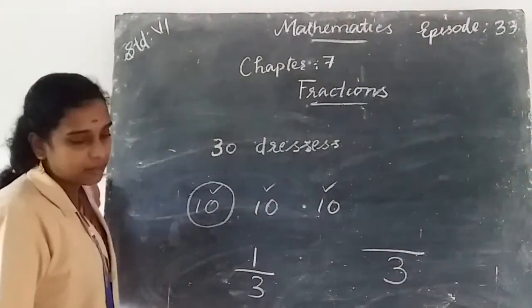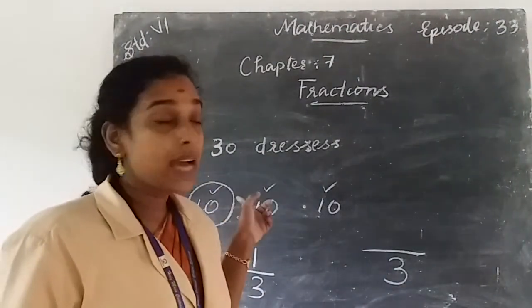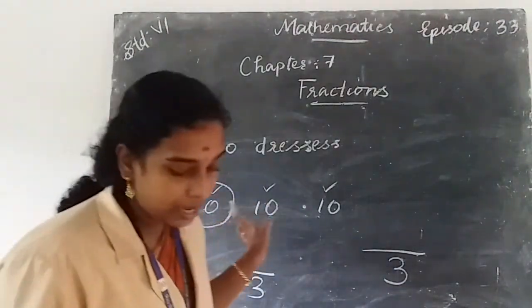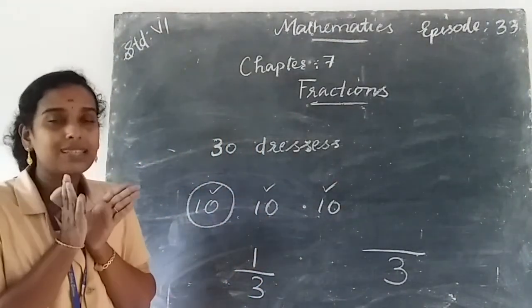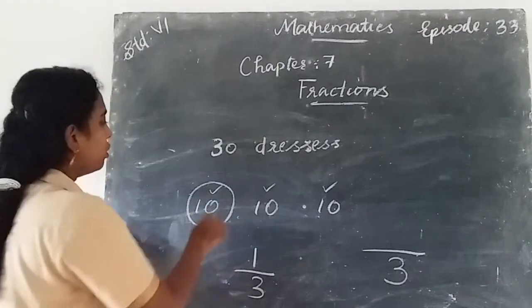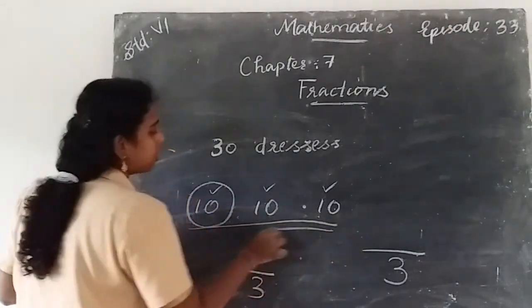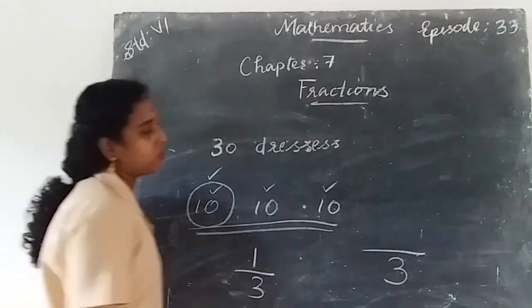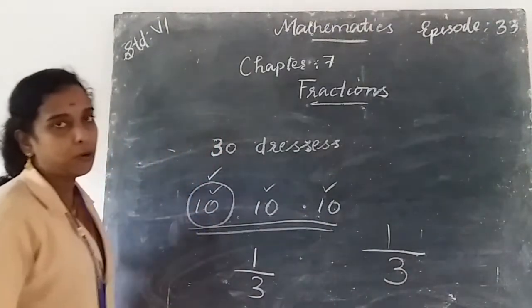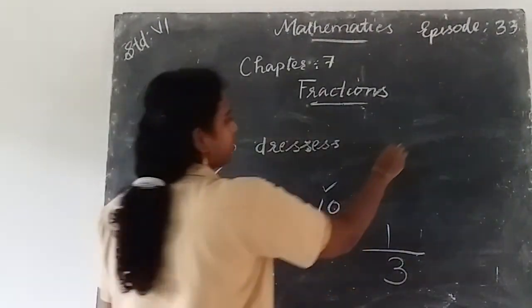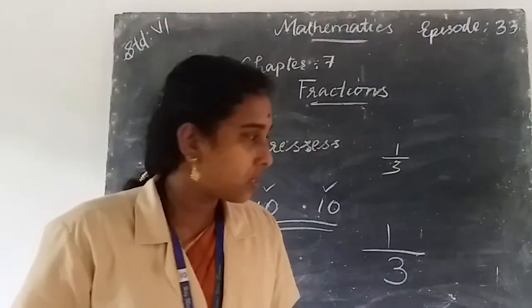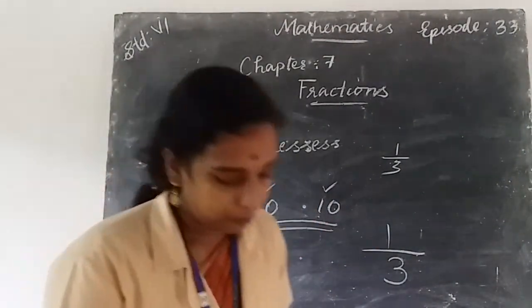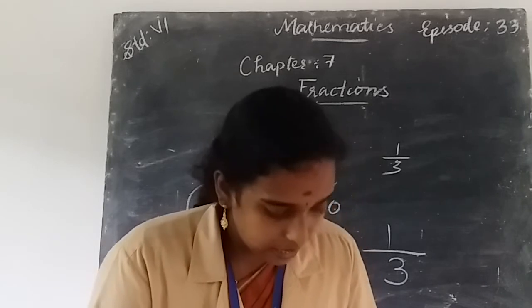And in this question, she has so far dyed 20 dresses, which means she only dyed 10 dresses. So out of 3 parts, she only finished 1 part. So write 1 as the numerator. So we get the fraction as 1 by 3. Okay. So the fraction is 1 by 3. Next question.